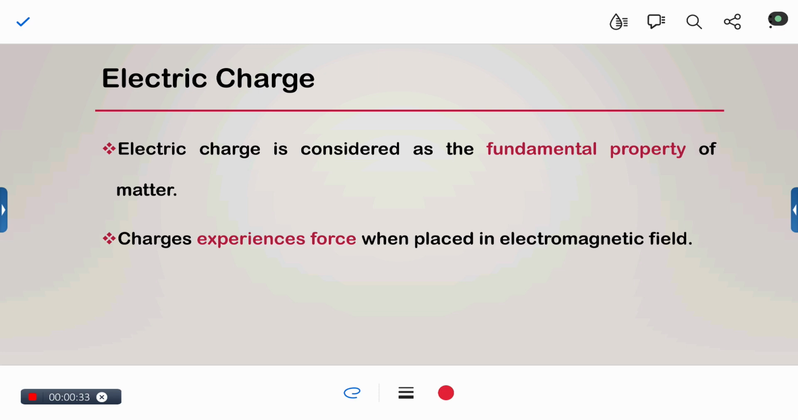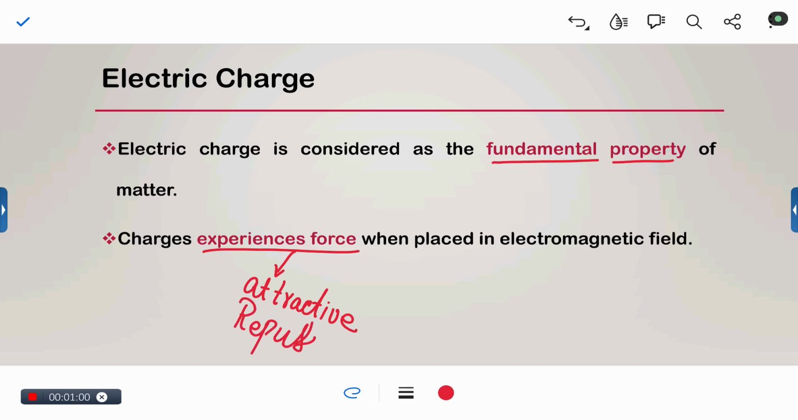So first, what is meant by electric charge? Electric charges are considered as the fundamental property of matter. These charges will experience a force when placed in an electromagnetic field. What type of force will it experience? Either an attractive force or a repulsive force.